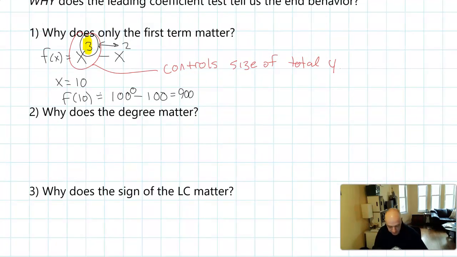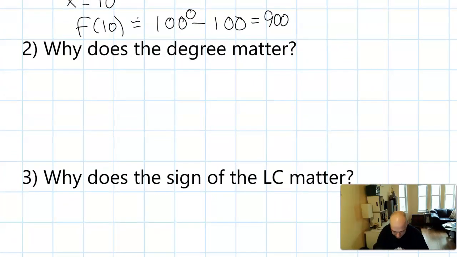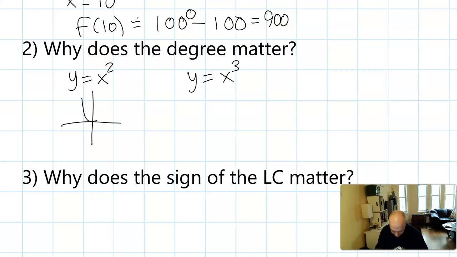So why does the degree matter? Like, we said, all right, x to the third is in charge. Why does the degree matter? Well, let's just think about y equals x squared versus y equals x cubed. What does x squared look like? It's a parabola. And specifically, it's a parabola that goes up and up, because if you have a positive number squared, you get a positive. And if you have a negative number squared, you get a positive. It's very boring. So that means you're going to go up and up on both sides.